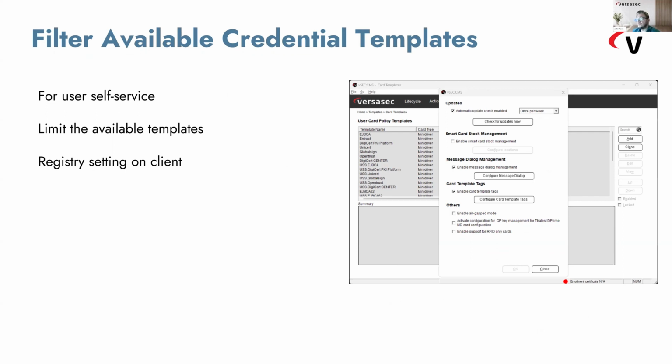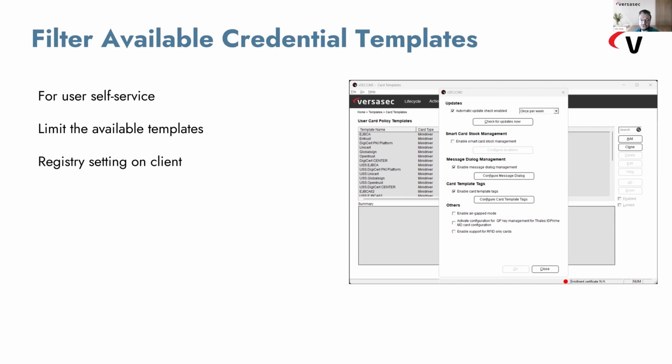Filtering the available credential templates. This feature is for user self-service. So when you configure card templates in Versasec CMS, you can set self-service options so that end users can perform self-issuances, let's say. And once this is enabled on that template, the template shows up in the Versasec CMS user self-service application.